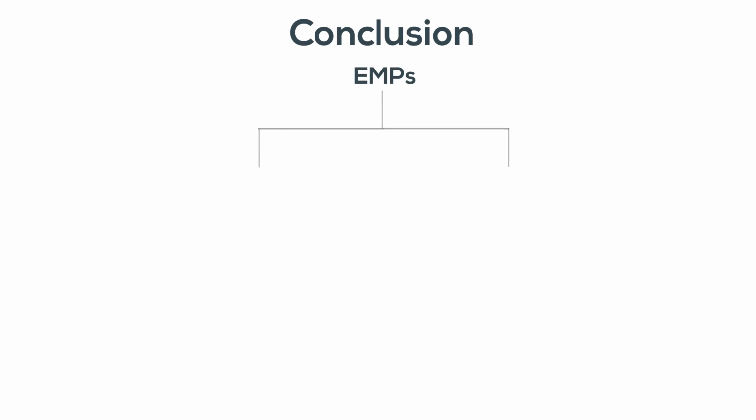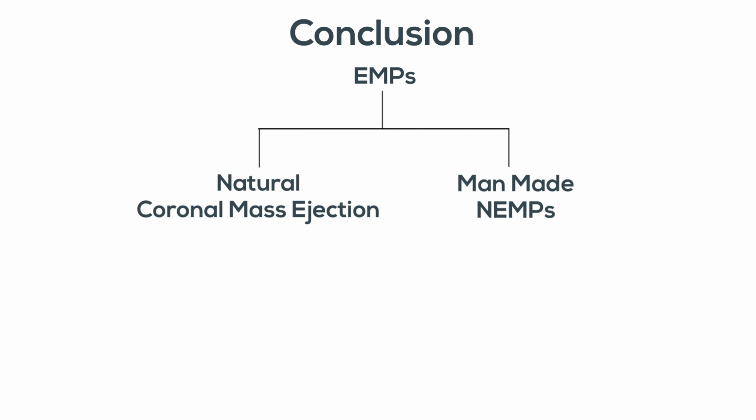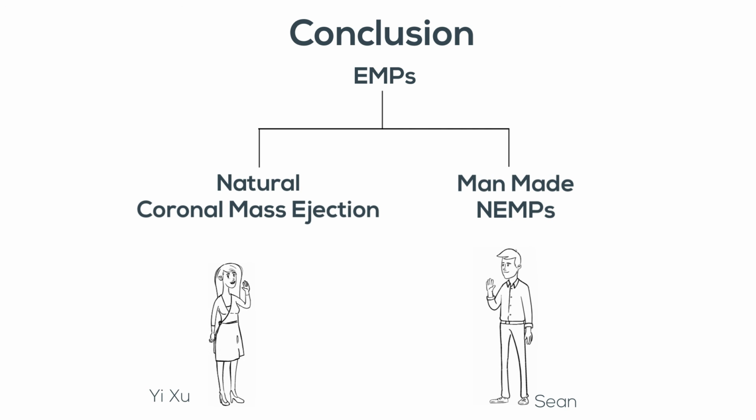Let's summarize. We've gone through natural and man-made EMPs. Both cause disruptions that affect us as we are so dependent on technology today.